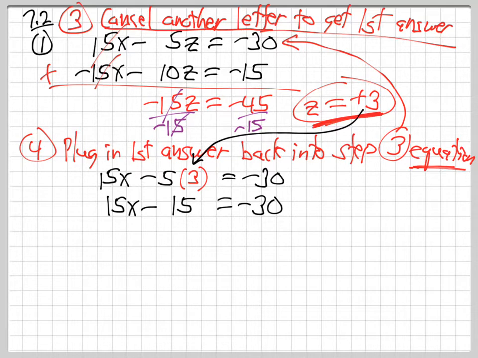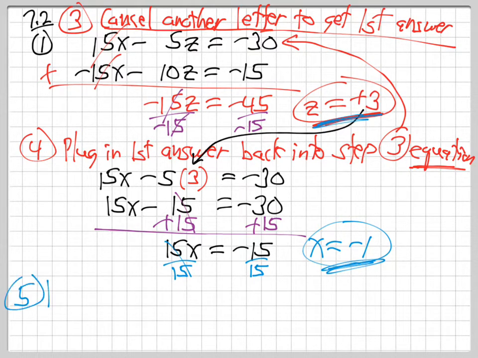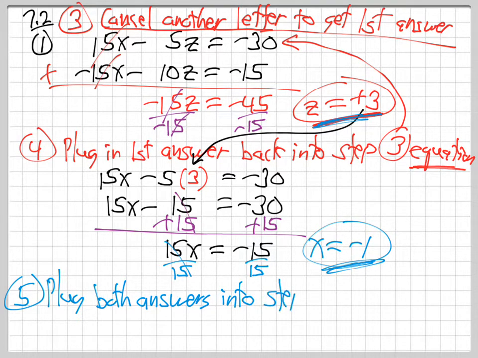So add 15 to both sides. This cancels out. Minus 15, and then divide by the 15. Boom, x is negative 1. Now we've got x, we've got z, and now the final step, step 5, plug both answers into a step 1 equation. It doesn't matter which one, just grab one of the step 1 equations and you'll be good.